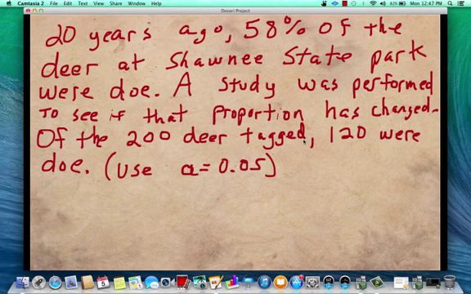Here's a problem. 20 years ago, 58% of the deer at Shawnee State Park were found as doe, female deer. A study was performed to see if that proportion has changed. Of the 200 deer tagged, they found that 120 were doe. So they wanted to see if it changed.